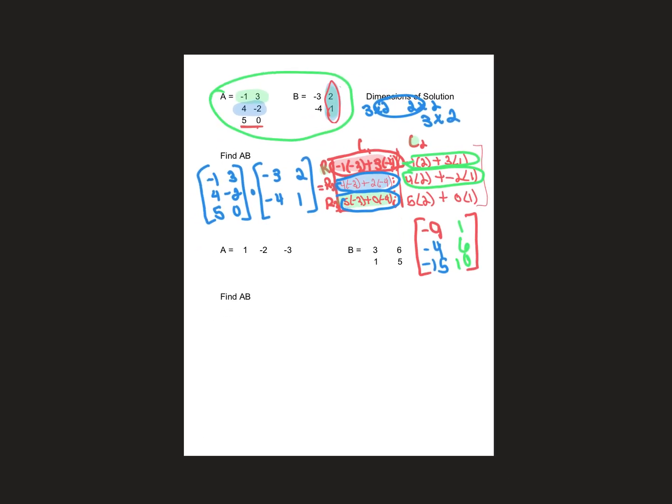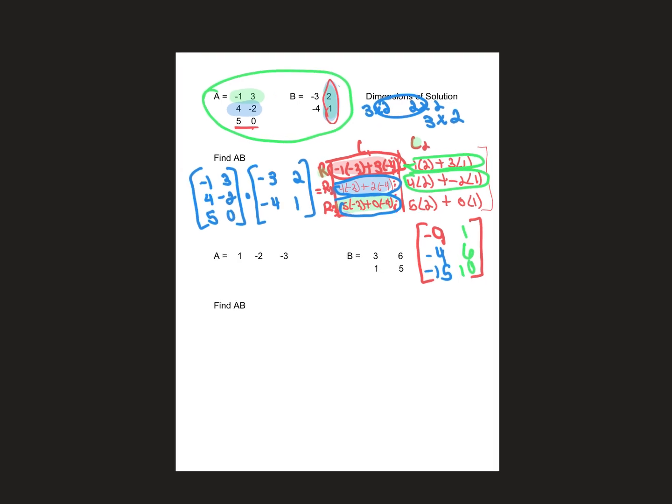Okay, and then just moving on to this next one, this one will be very quick because I know that this is a 1 by 3 and this is a 2 by 2. Since these do not match, we would call this undefined because we can't actually multiply them together.